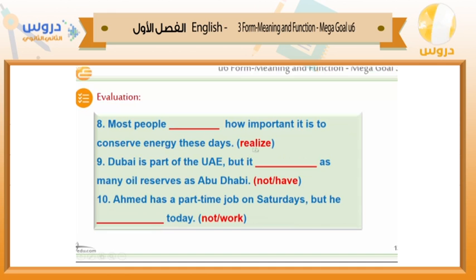Most people realize how important it is to conserve energy these days. Most people realize. So we use it the same without adding anything. Number 9. Dubai is part of the UAE, but it does not have as many oil reserves as Abu Dhabi. So it what? It doesn't have.